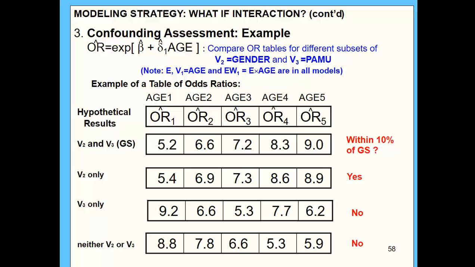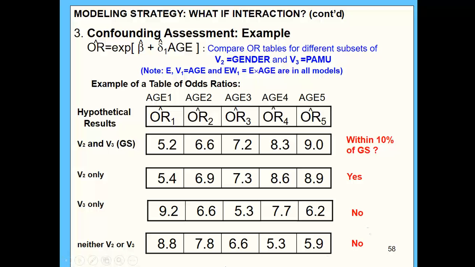What about here? If I drop V2? Well, look at this, 5.2, 9.2. That's a big change. Now, it's not true for the second one. So it looks like, and this is a judgment call, if you look at dropping V2 and keeping V3 in there, you don't want to use that model, because the table of odds ratios changes a lot. Part of the table changes a lot. Whereas when you drop V3 and you leave V2 in there, it doesn't change much.